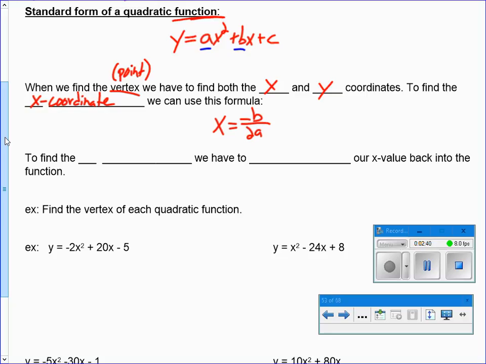We use the formula to find the x coordinate, but to find the y coordinate, we're going to have to substitute our x value back in, and then put it through the function to find out what the y value is. Substitute, remember, is another word that means plug in.